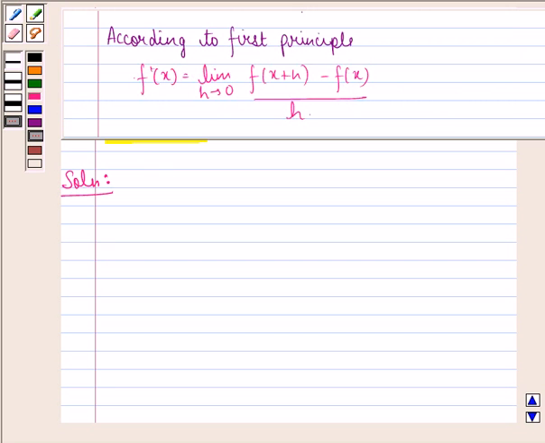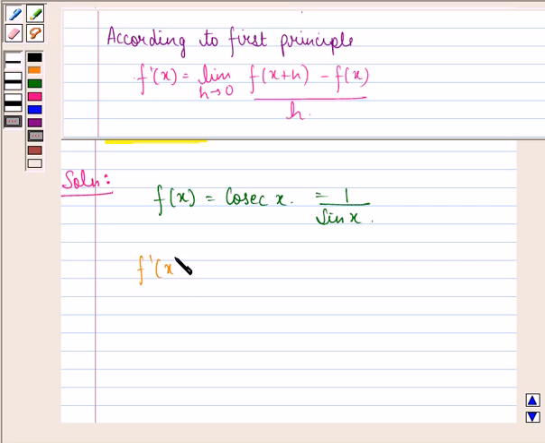First of all, we see that according to first principle, f dash x is equal to limit h approaching to 0 function at x plus h minus function at x divided by h. So, in this question, we have to find the derivative of cosecant x using the first principle. In order to find out f dash x, we have f x that is equal to cosecant x, that is same as 1 upon sin x.